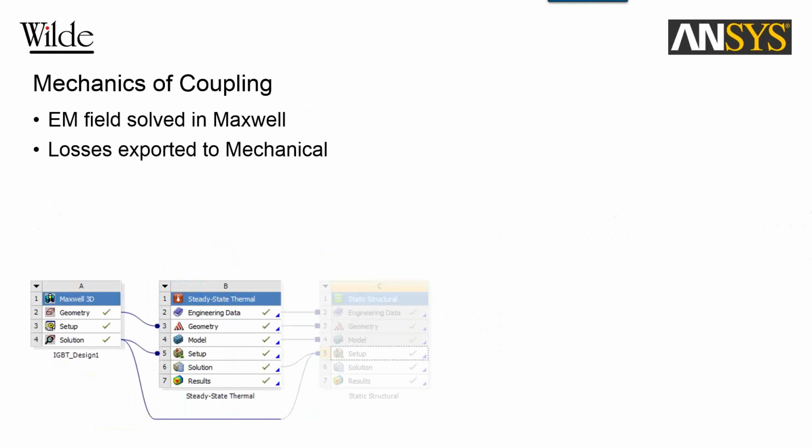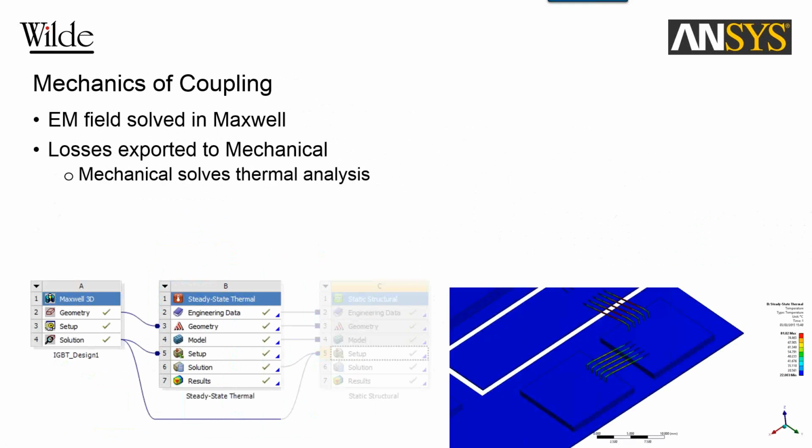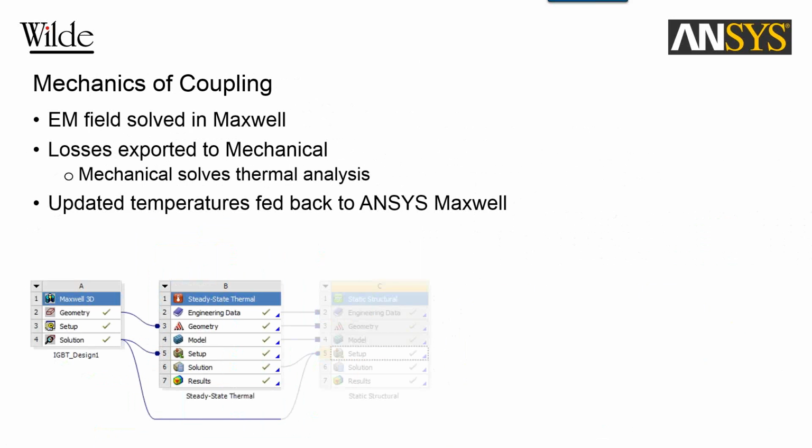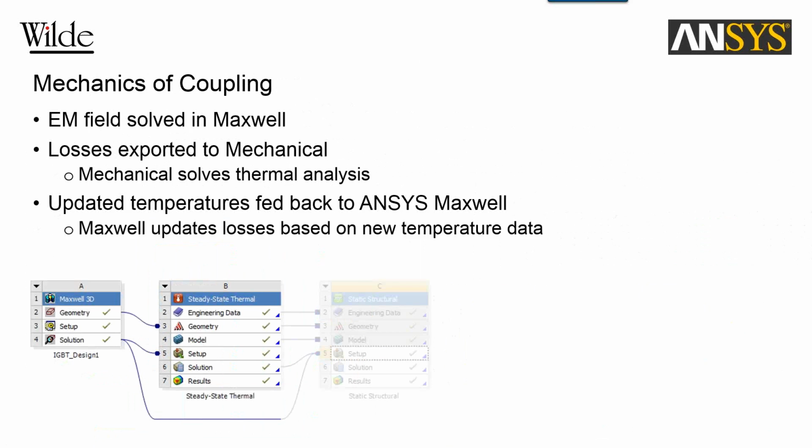The losses are exported to ANSYS Mechanical. ANSYS Mechanical then uses those losses, that ohmic loss, and solves for a thermal analysis. And you can see again that on the temperature plot, the bond wires have the highest temperature reading. I think it's about 80 degrees. That temperature reading is sent back to ANSYS Maxwell, where the bulk conductivity is now updated. And Maxwell updates the losses based on this new temperature data.